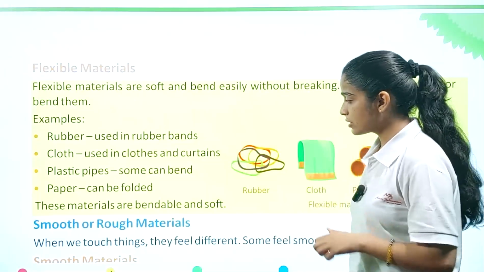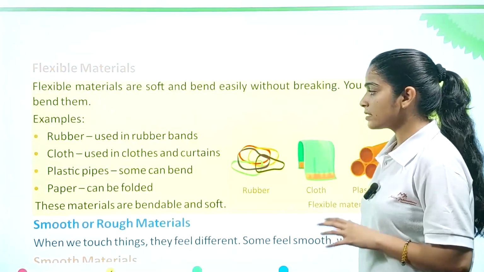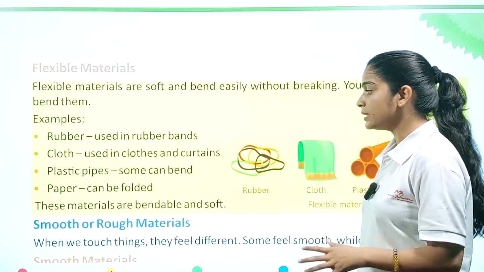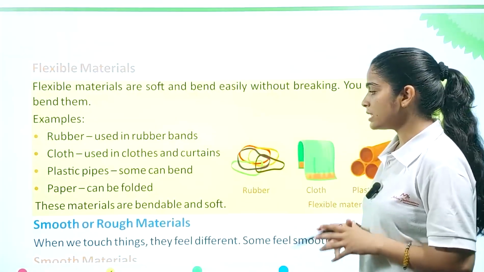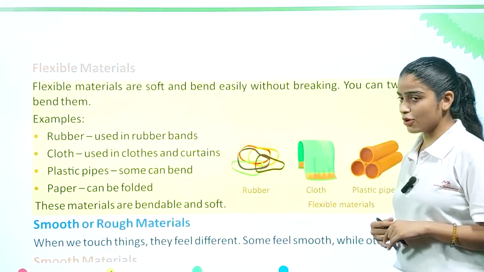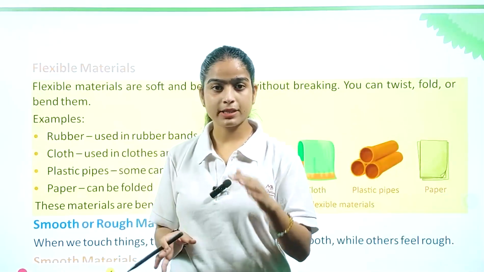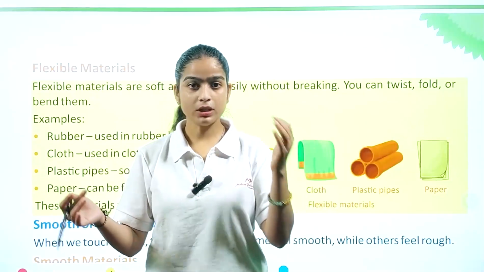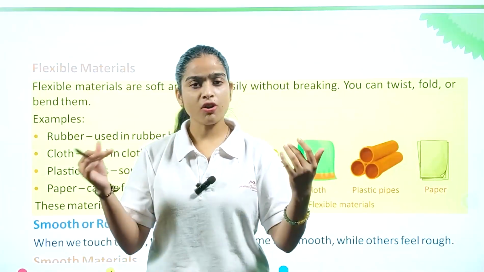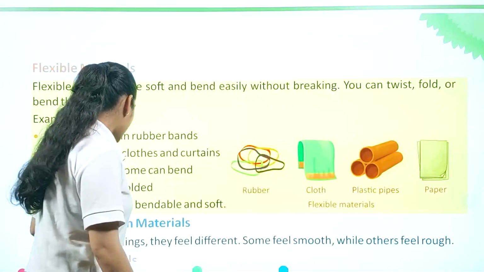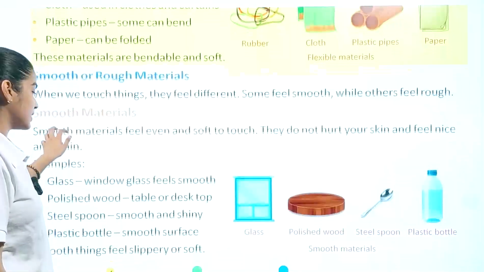Next, cloth used in clothes and curtains, plastic pipes, some can be bent, paper can be folded. These materials are bendable and soft. So now you can easily distinguish your surrounding materials into soft texture, hard texture. Bendable means rigid or flexible. Okay. Next, we have smooth or rough material.